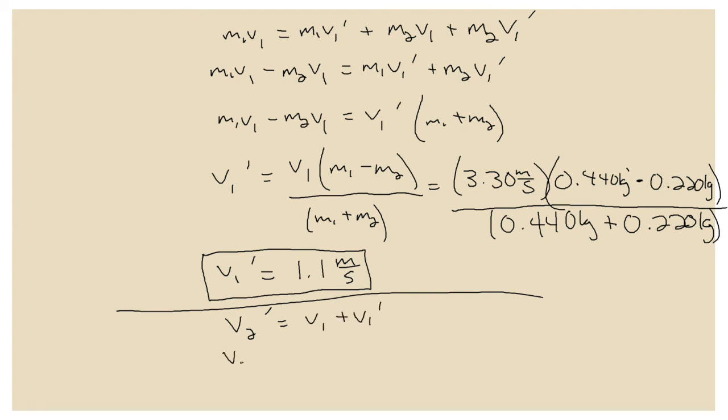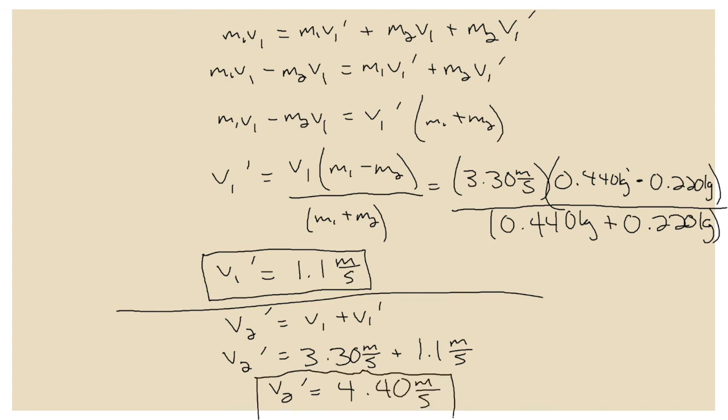And so that means V2 prime is going to be V1, 3.30 meters per second, plus 1.1 meters per second, and that gives us a V2 prime of 4.40 meters per second. And that's it.